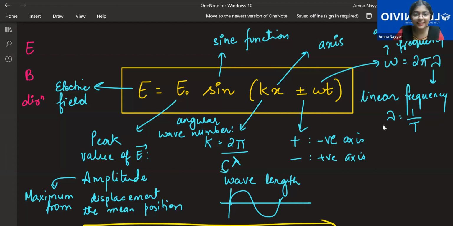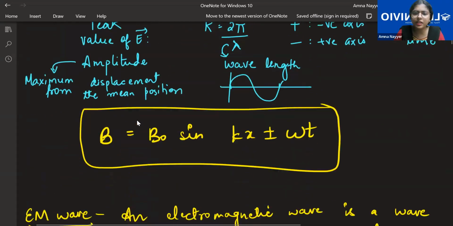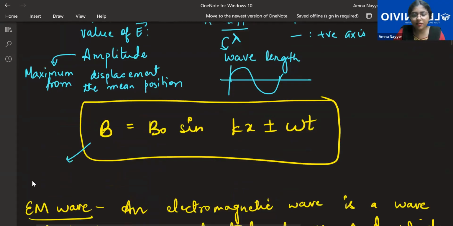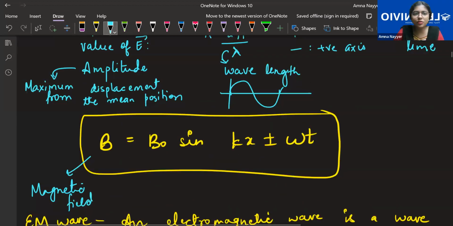Yes? Sure. Okay. And t is the time. This just tells the time. Okay. A similar equation will be there for the magnetic field that I'm not writing. Now you know everything from here. It's just that instead of the electric field, this will be the magnetic field. This will be the amplitude of the magnetic field, and the rest of the things will be the same. And one more thing, it can be written as omega t plus minus kx also.